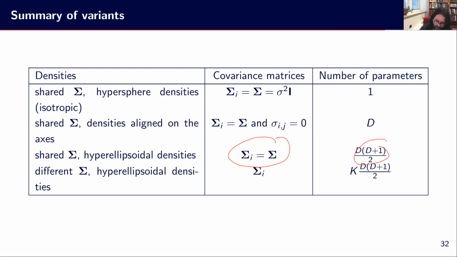While when we have a different covariance matrix for each class, so a different sigma i for each class, we have k times the covariance matrix size, which is d times d plus 1 divided by 2. And this is the most general case we can get with a multivariate Gaussian distribution for classification.